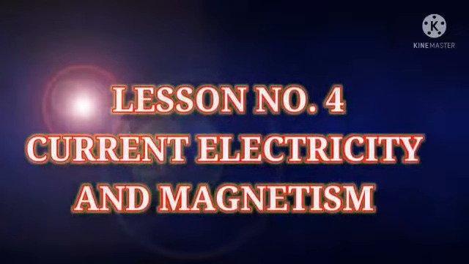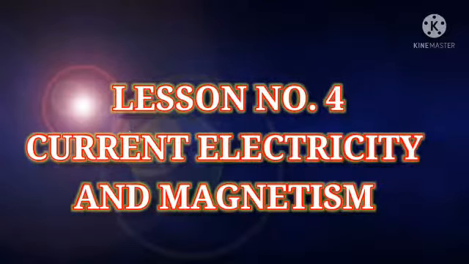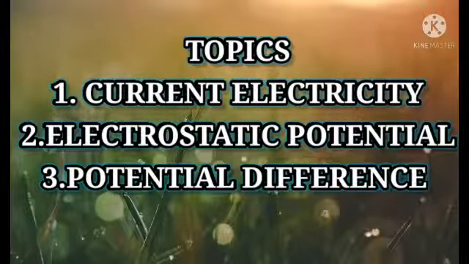Lesson number 4, Current Electricity and Magnetism. So students, let us see the topics that we are going to cover in this slide. The first one is current electricity. The second one is electrostatic potential. The third one is potential difference. So let us understand all these topics in detail.